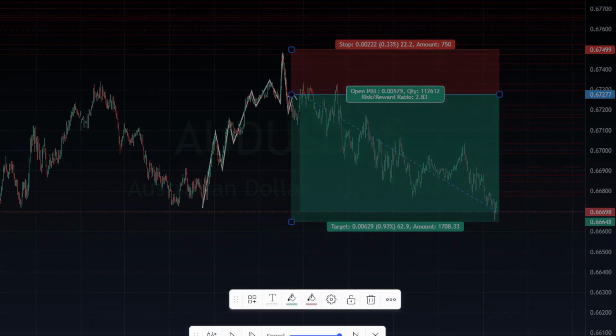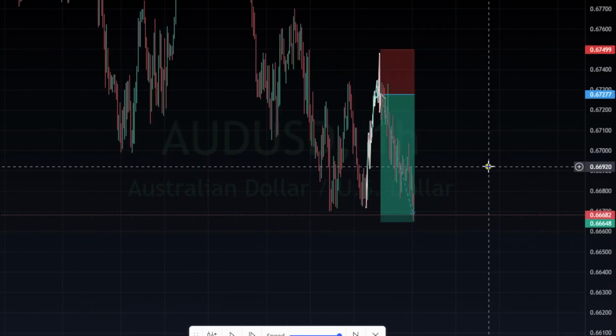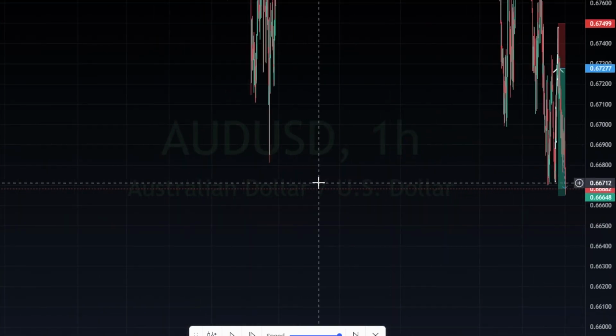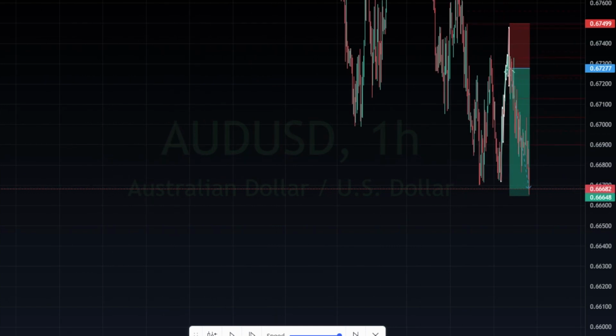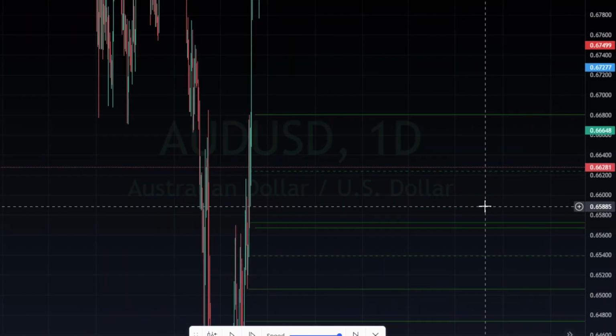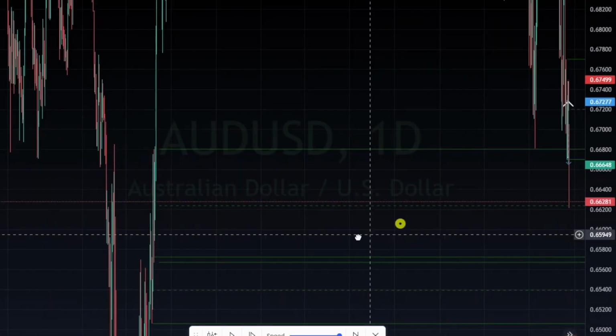Now you can go to a higher time frame and see, is there anything to target? Always look left, right? So let me go to the 4 hour. Let me go to the daily. Is there anything on the daily? All right, we got some daily blocks right here.